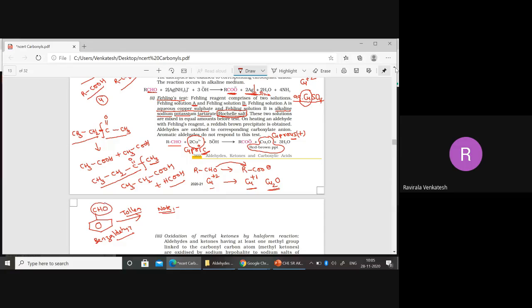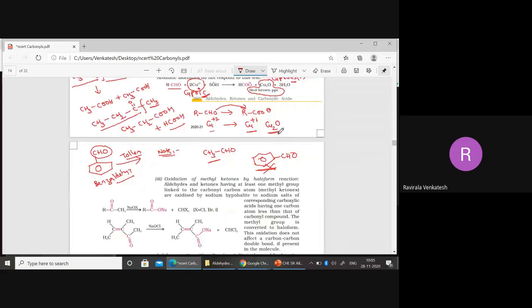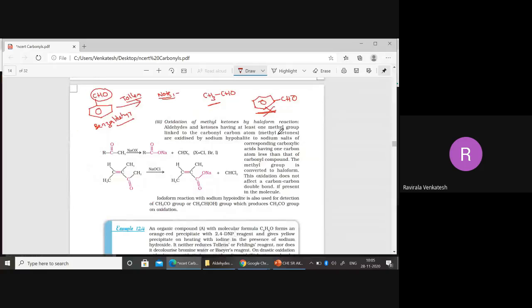Aldehyde. That means aliphatic aldehydes like CH3CHO will give it, isn't it? Aliphatic ones, which do not have an aromatic ring, will give this test because they are not aromatic compounds. But if I put any ring in this case, they don't give actually. Okay, right? So practice this Tollen's and Fehling's solution.